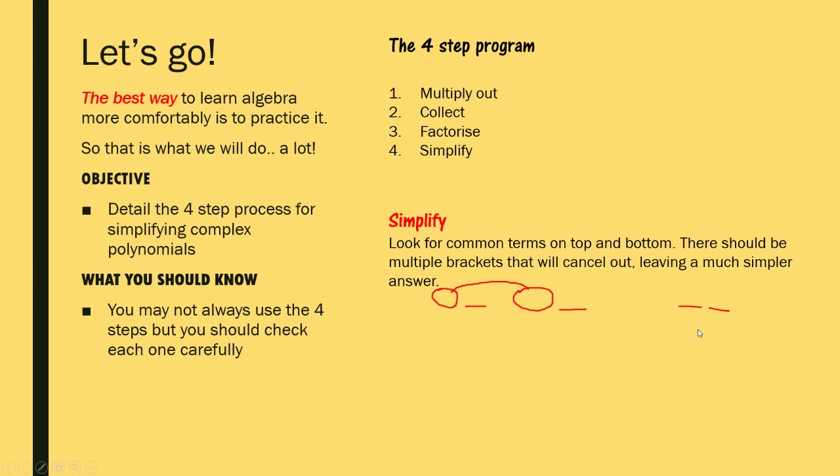And fourth, but least, is to simplify anything again. So we're going to look for common terms that are on the top and the bottom of our fractions, and there should be multiple brackets that cancel out, leaving a simpler answer at the end. All this is very theoretical, and probably doesn't make much sense until we go ahead and use it.